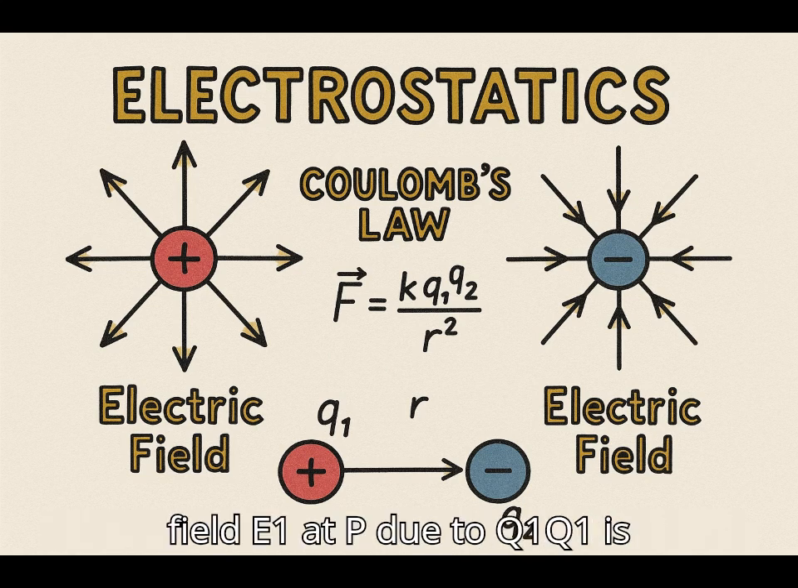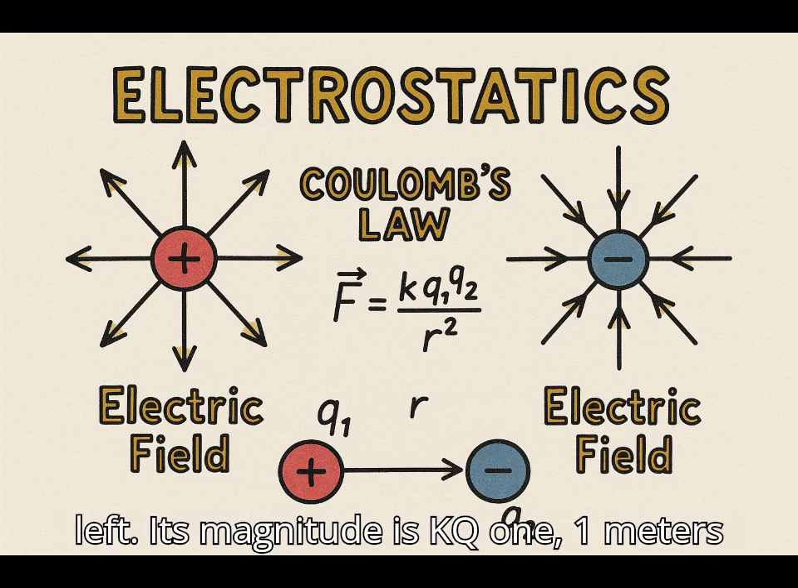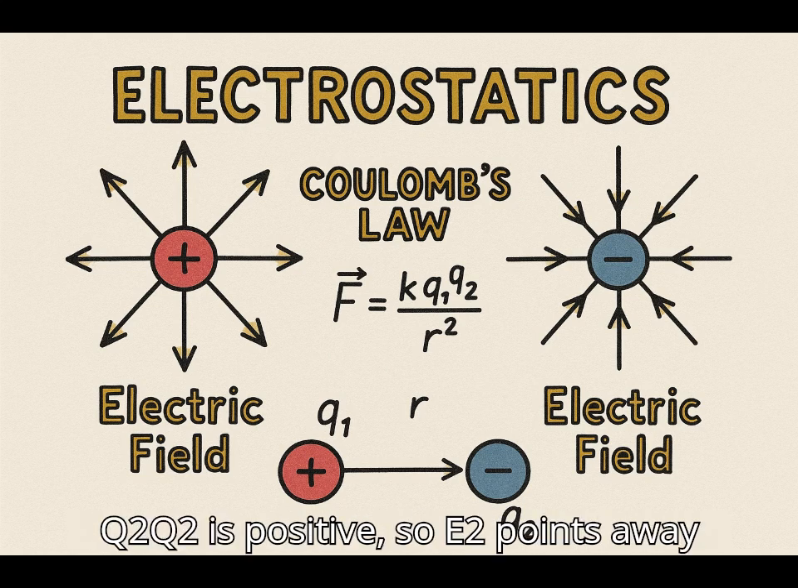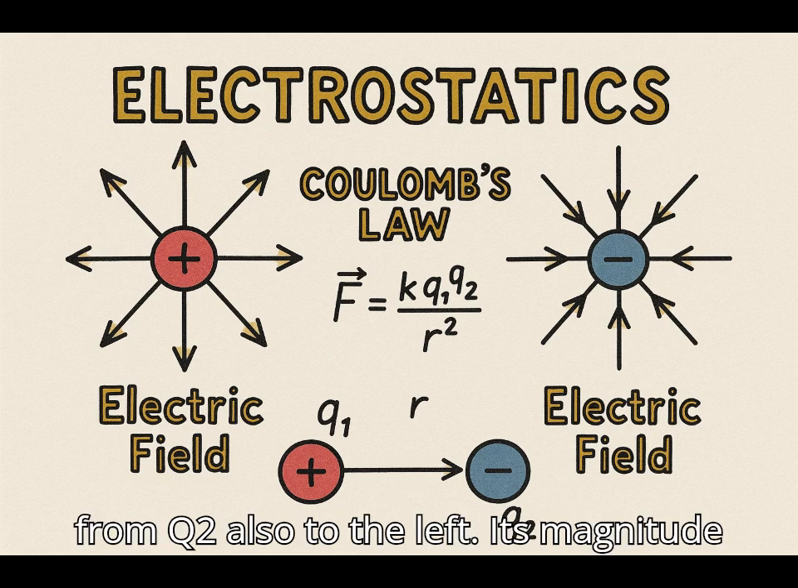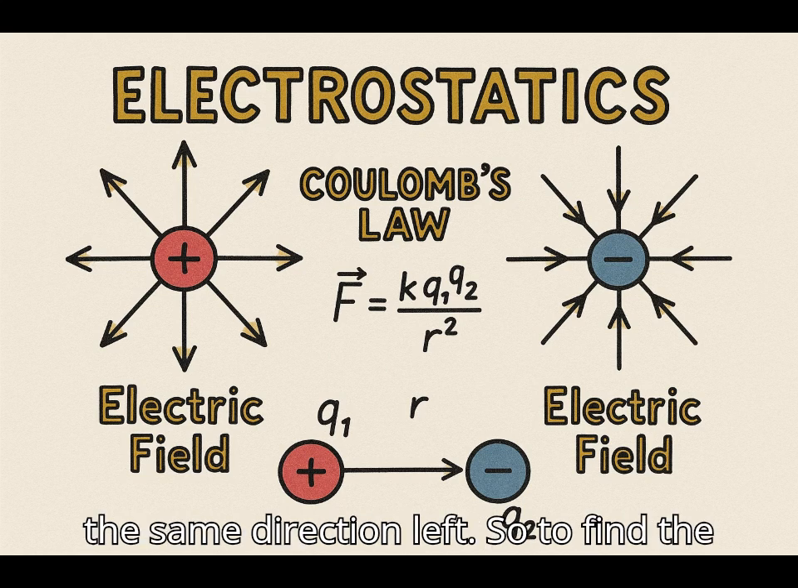Right. Now the field E1 at P due to Q1. Q1 is negative, so E1 points towards Q1, to the left. Its magnitude is KQ1 over 1 meter squared. And the field E2 at P due to Q2. Q2 is positive, so E2 points away from Q2, also to the left. Its magnitude is KQ2 over 2 meters squared. Correct. So at point P, both fields happen to point in the same direction, left.